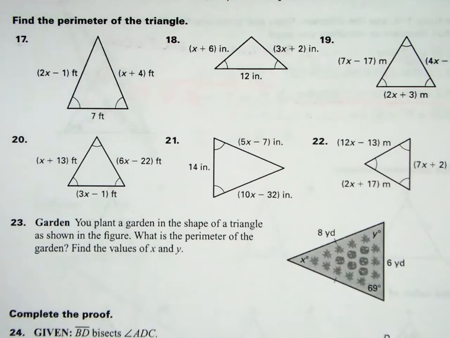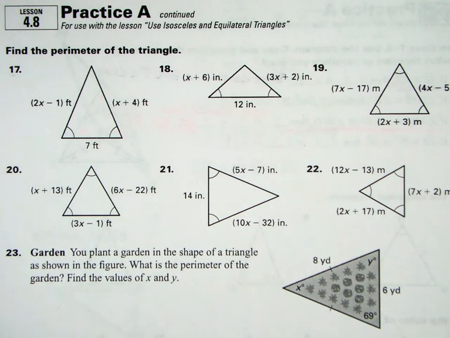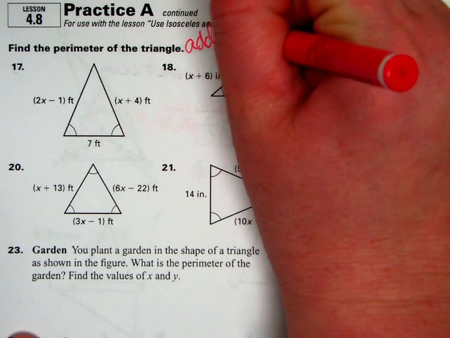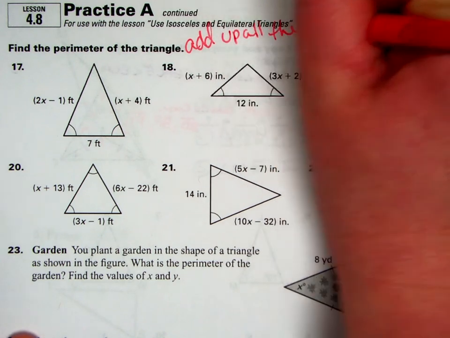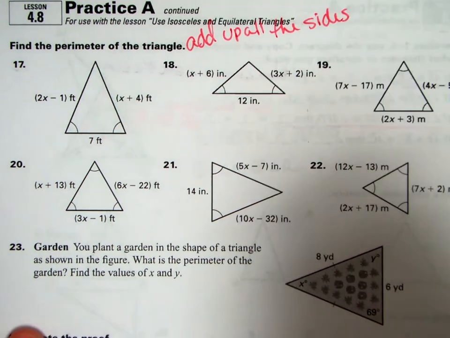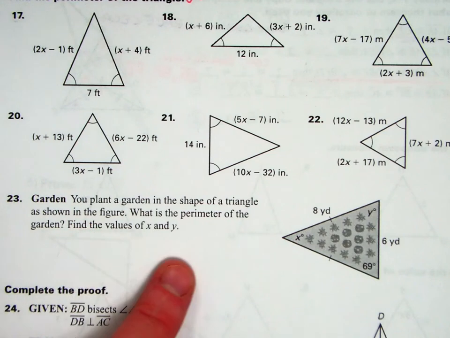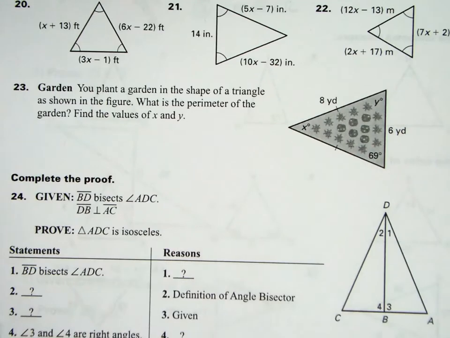On the back side, find the perimeter of the triangle. So after you find the measurements, perimeter of the triangle is add up all the sides. So you're going to use the converse, the base angles theorem, the corollaries of the base angles theorem, and the converse of the base angles theorem to find the measurements of x. And then you're going to plug that answer in and add up all the sides. Number 23, you're going to look at that and answer the question.